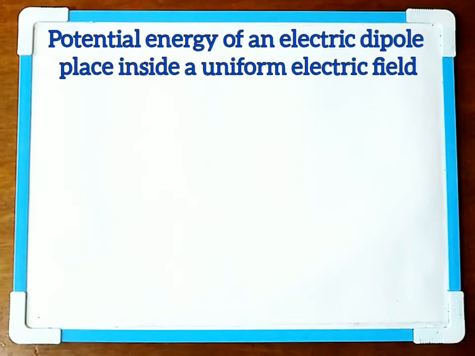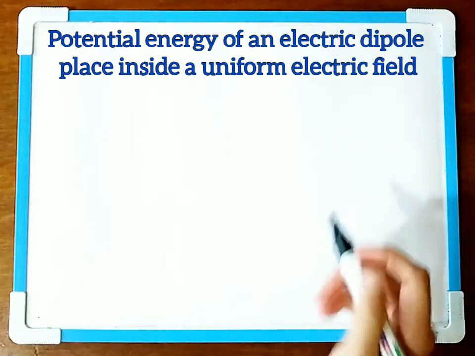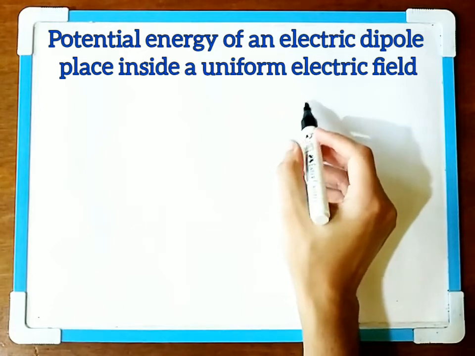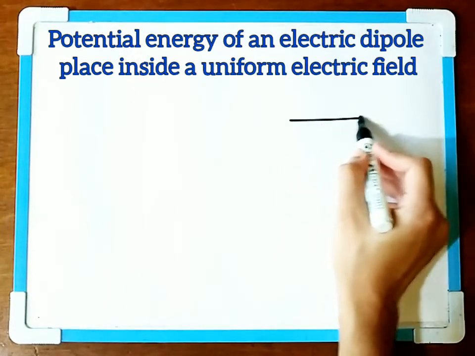Now we come to potential energy of an electric dipole placed inside a uniform electric field. Again, the concept of potential energy arises if we have to do some work against some force. So here we have an electric dipole. We consider an electric dipole placed inside a uniform electric field.